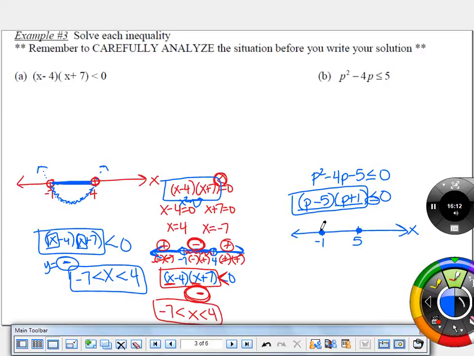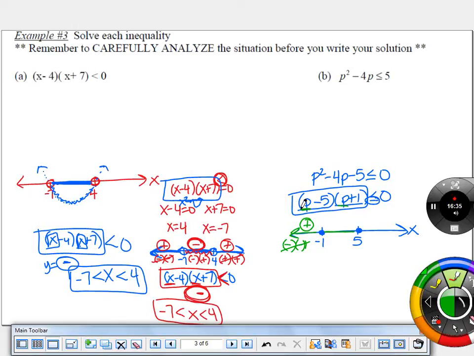Okay? And now I'm going to plug stuff in. So let's think about plugging in a number smaller than -1. If we plug it in here, think like -2. -2 minus 5 would be a negative. -2 plus 1 would be a negative. The negative times the negative makes a positive. Okay? Think about plugging in a number between -1 and 5, like 0.